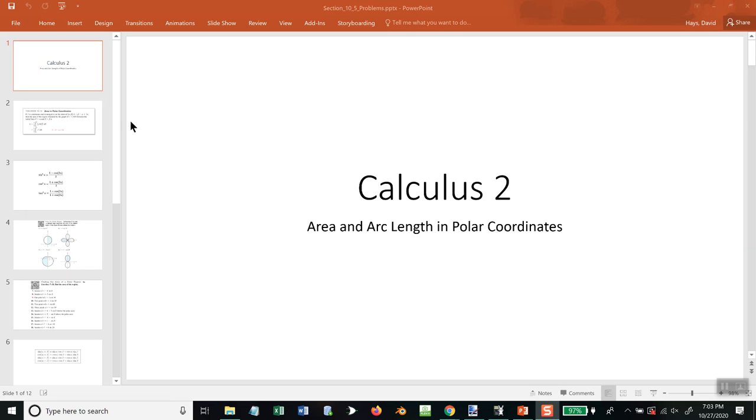This is 10.5, area and arc length in polar coordinates. And the arc length we won't spend much time on. I wasn't planning on spending much time on it, and then I read it's optional before class. In order to work an arc length problem, you have to design it to be pretty easy, or use technology.